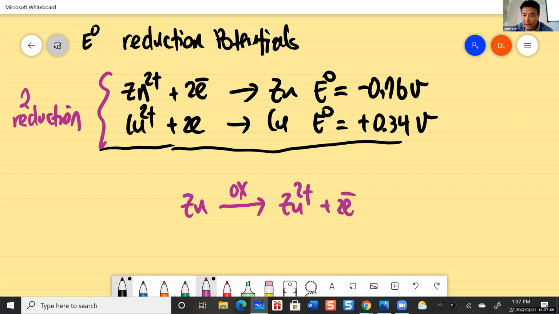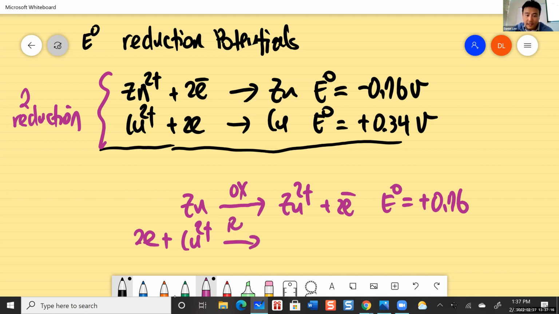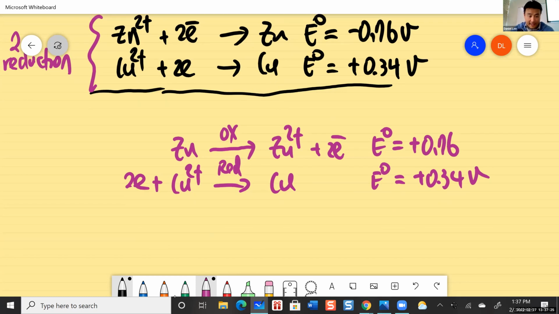And the E value now, because you flipped it, you have to negate. So now it's positive 0.76 volts, and copper 2 plus stays as is, and that is your reduction. You're going to get copper metal being produced, and that's positive 0.34 volts. So now I can add them.